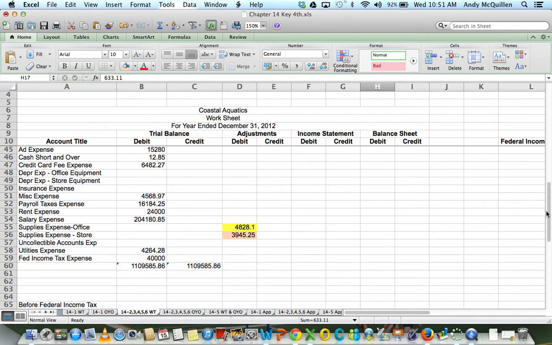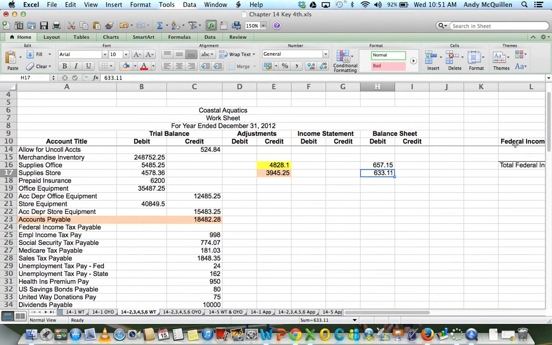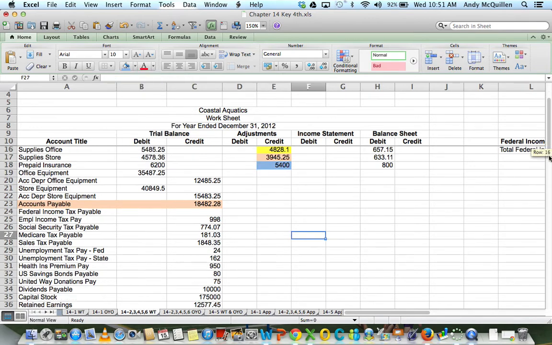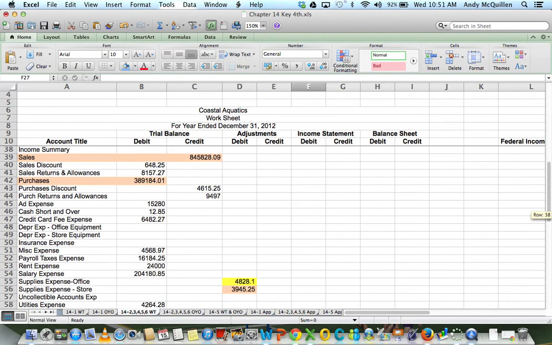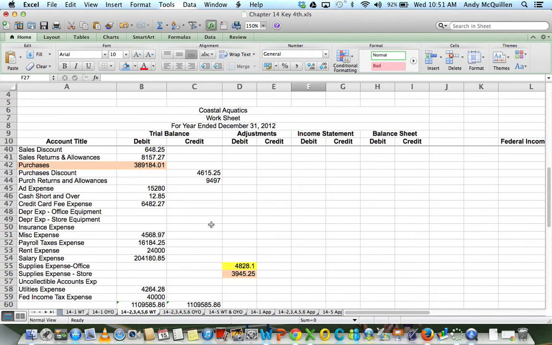And then the last one is prepaid insurance, and that is given to you in the book as well. That's 800. And to get from 6,200 to 800, I take 6,200 minus 800, and you should get $5,400. And again, I'm going to color code that just to make life a little easier. And the corresponding account for that is down below here, and it is insurance expense. So 5,400 will go to here, and we'll color code that.